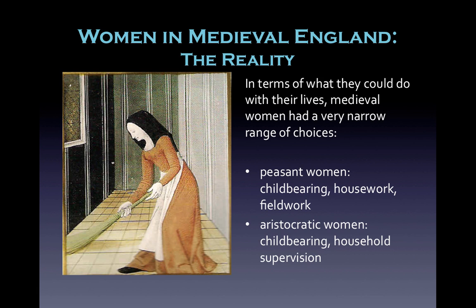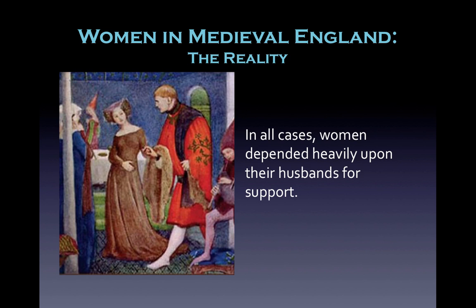Peasant women were childbearers first and foremost, with the duties of the house and the field a close second. Aristocratic women, too, were expected to produce lots and lots of children, and while they would oversee the house rather than clean it for themselves, they too had no real place outside of these roles. In all cases, women depended heavily on their spouses for support.